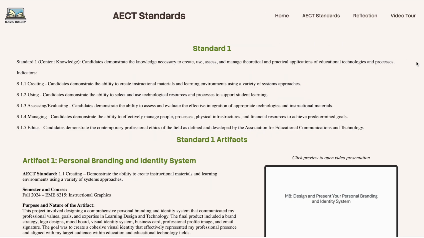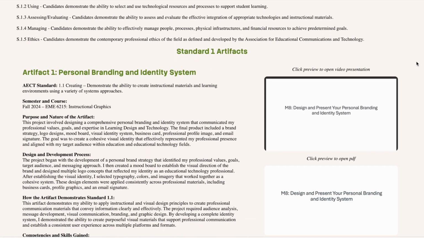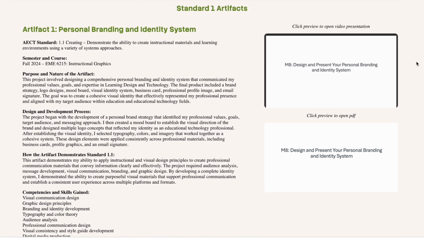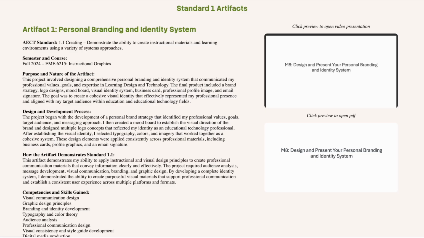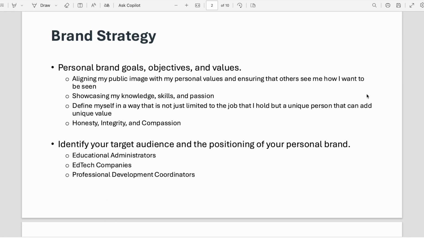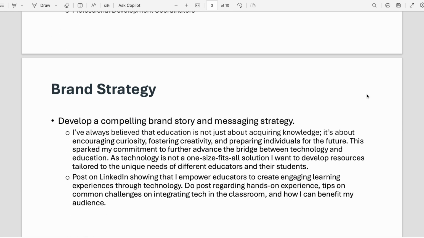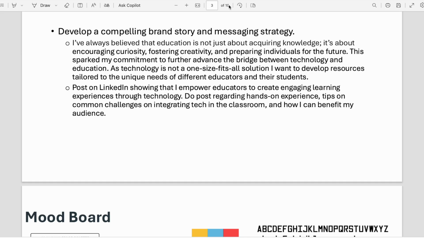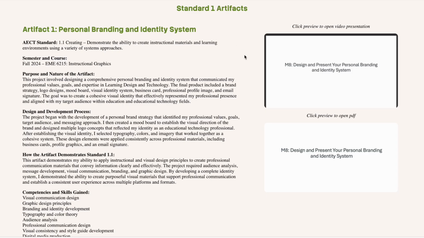Standard 1. Artifact 1. Personal Branding and Identity System. This project involved creating a complete personal branding system, including a logo, mood board, business card and email signature, and visual identity guidelines. Through this project, I applied graphic design principles, typography, color theory, and audience analysis to create a professional identity that reflects my values and goals as a learning designer. This artifact demonstrates my ability to create purposeful visual communication materials.